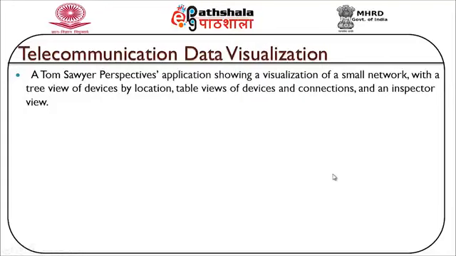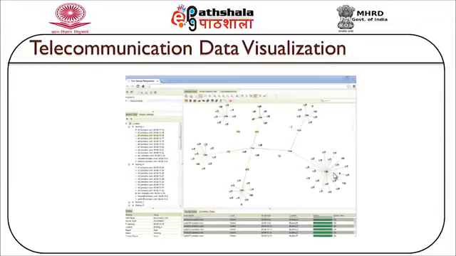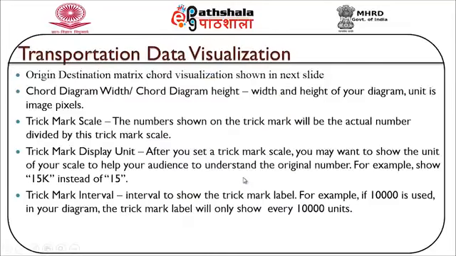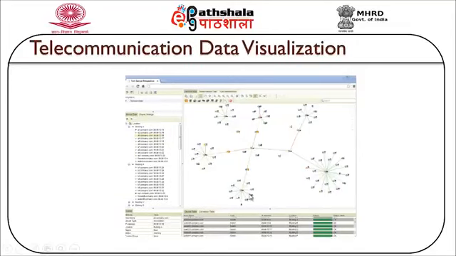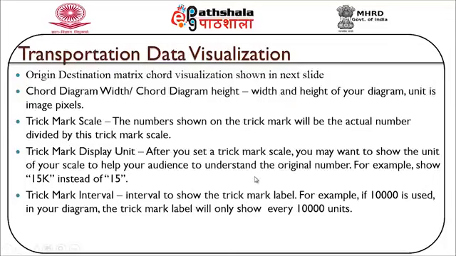Another perspective is a Tom Sawyer Perspectives application, showing a visualization of a small network with a tree view of devices by location, table views of devices and connections, and an inspector view has been shown here. So this is a tree view of the telecommunication data that has been shown in the form of a tree view. Next one is a transportation data visualization.